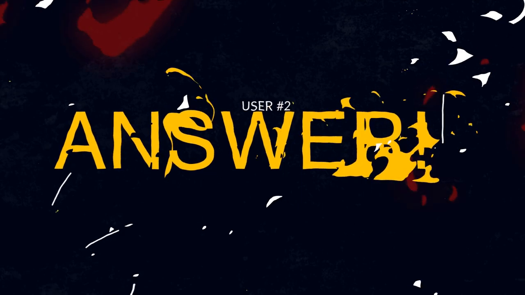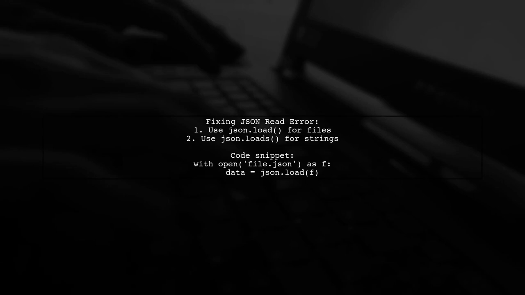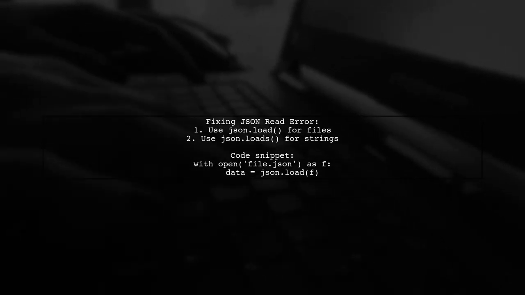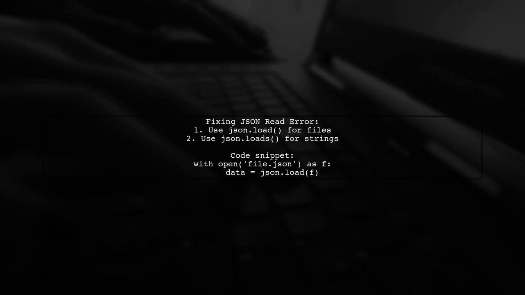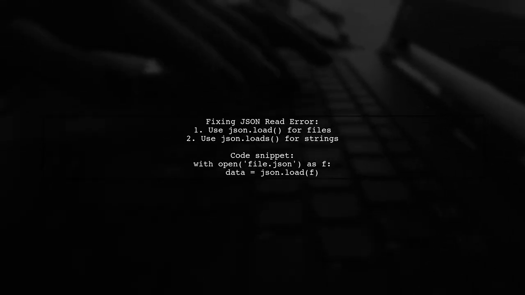Let's now look at another user-suggested answer. To fix the type error when reading a JSON file in Python, use json.load instead of json.loads. Remember, json.load is for files, while json.loads is for strings.